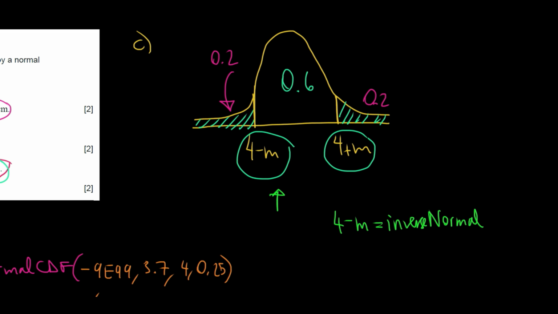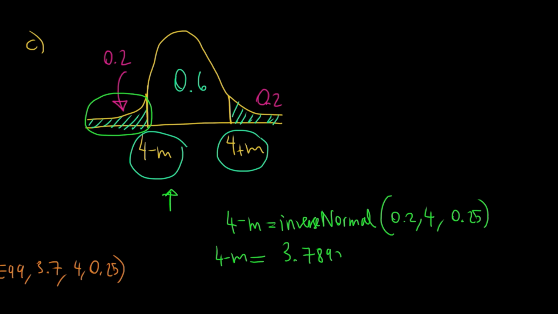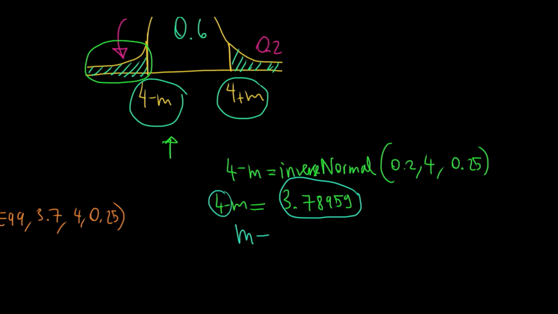Remember, whenever you need a number to find in the normal distribution, you use the inverse normal. Whenever you need to find the probability in the normal distribution, you use the normal CDF. Easy to remember, okay? The area to the left side of this number, that's 0.2. And then the mean, which is 4, standard deviation 0.25, nothing else changes. We work this out, we will get the value of 3.78959. And then by doing a simple subtraction, 4 minus 3.78 and so on, we get the m, and the m is going to be 0.211 rounded to 3 significant figures.